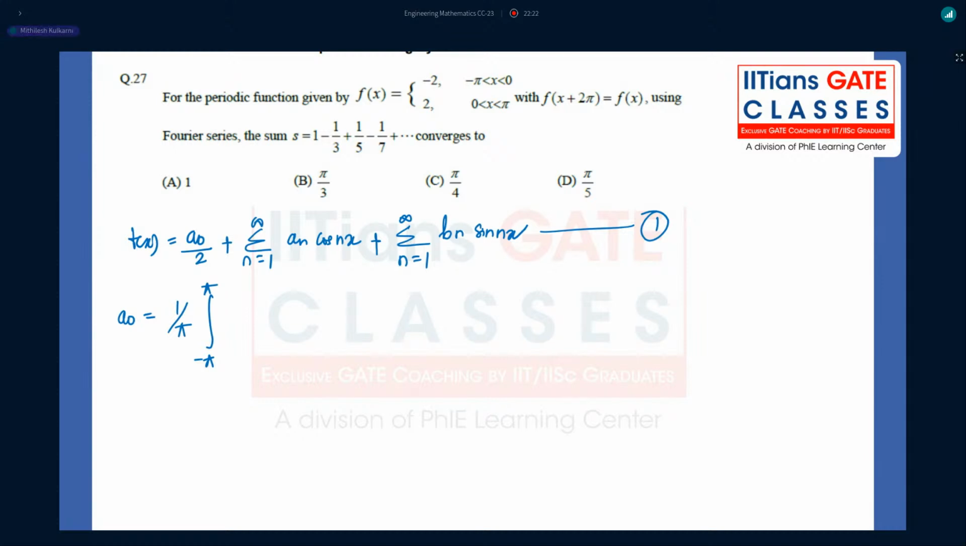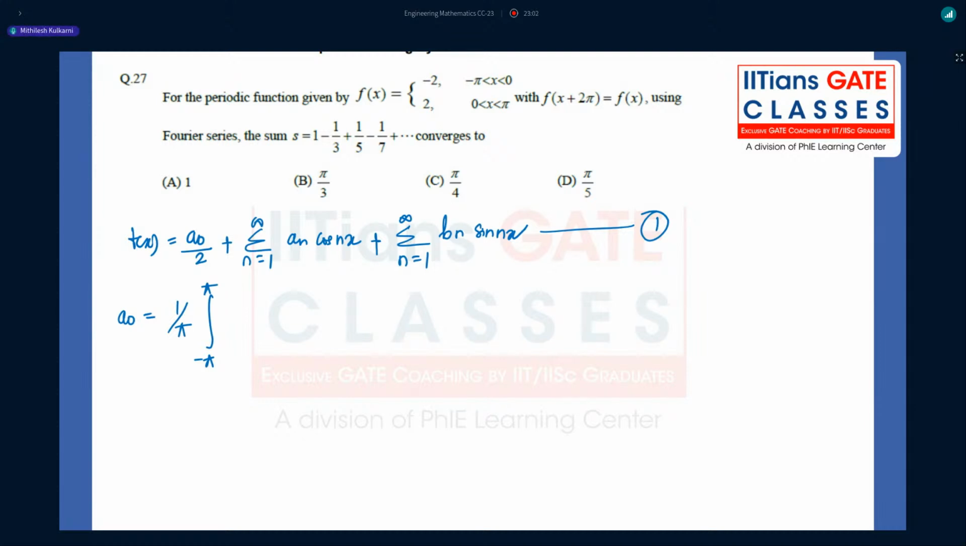As we have the function in split form, that is minus pi to 0 and 0 to pi, we have to add the integrals. So it will look like 1 upon pi, bracket, integration minus pi to 0 of minus 2 dx plus integration 0 to pi of 2 dx. Once we solve it, we'll get the value 0, because the minus 2 pi and plus 2 pi will get cancelled out. So let's see how.